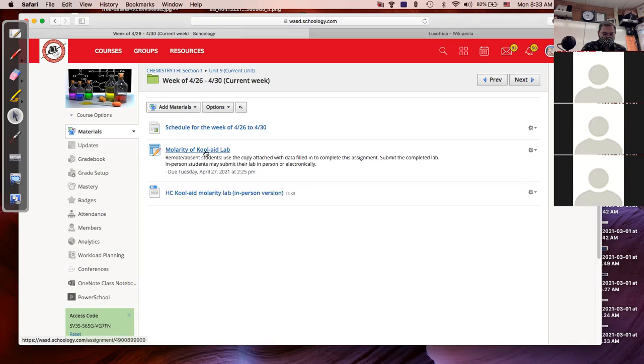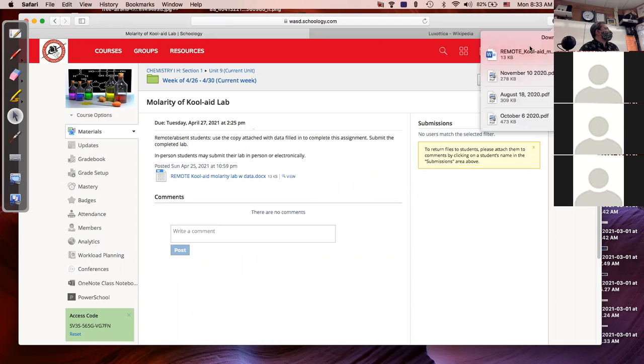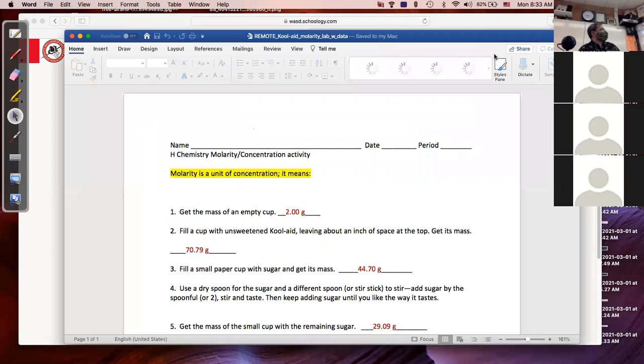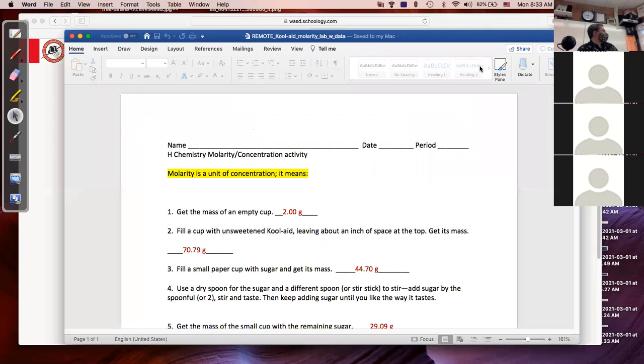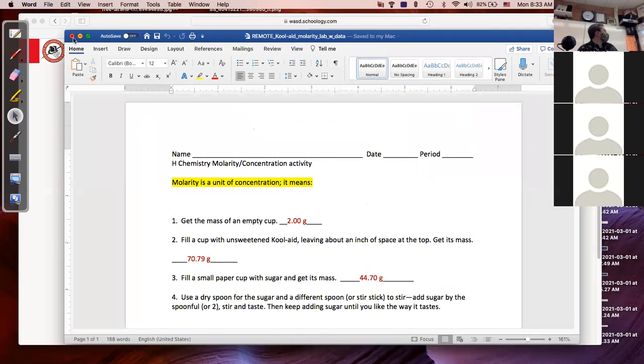Here it says molarity of Kool-Aid. Remote and absent students use a copy attached with data filled in to complete the assignment. So when you click on this, it says remote Kool-Aid lab with data. There's some data that students will collect in class today, and this is similar data, like the mass of the cup, the mass of the cup with Kool-Aid, the mass of sugar and so forth, so that you could complete the calculations. Only if you're remote, these are values that you could use that are pretty good values.